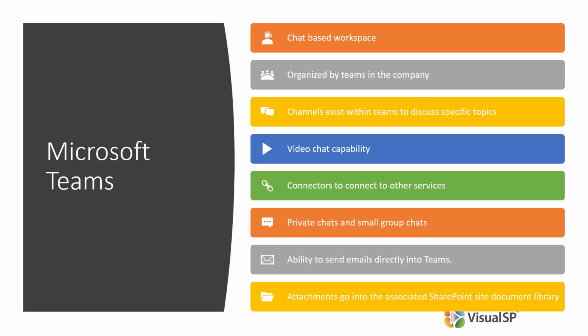Since we're talking about Microsoft Teams, let's dig into it a little bit more over here. It's a chat-based workspace, right? Easy way to chat with each other. It is organized by teams in the company. So as I was saying before, you could have different teams for sales, marketing, operations, etc. You can have channels that exist within each team to discuss specific topics. You can have a channel on analytics. You can have a channel talking about web pages. You can have a channel talking about your Google ads that you have going, and just different channels to talk about different things within each team.